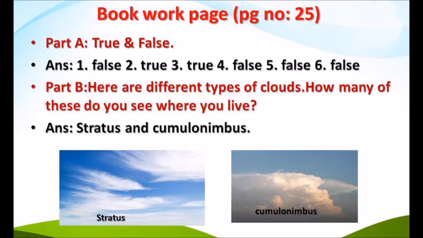Fifth one is: places close to the sea are always very hot. False statement. Sixth one is: Pakistan has a very wet climate. This one is also a false statement. Next one is part B. Here are different types of clouds. How many of these do you see where you live? Answer is stratus and cumulonimbus.